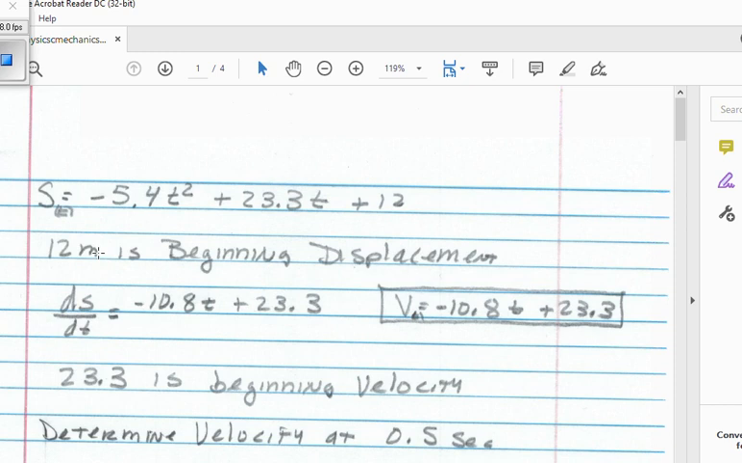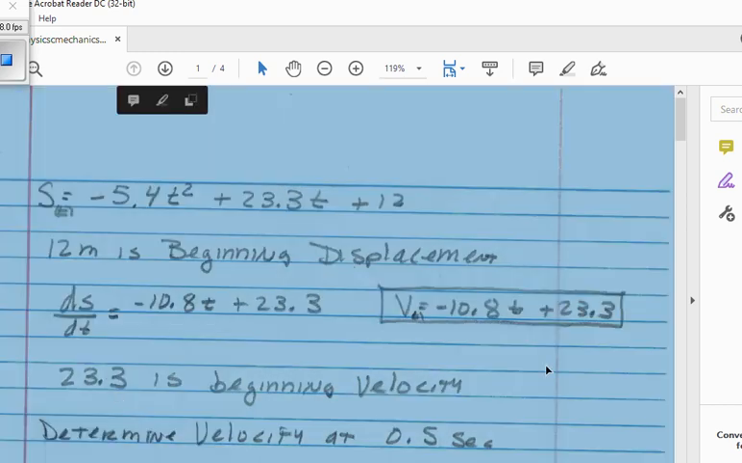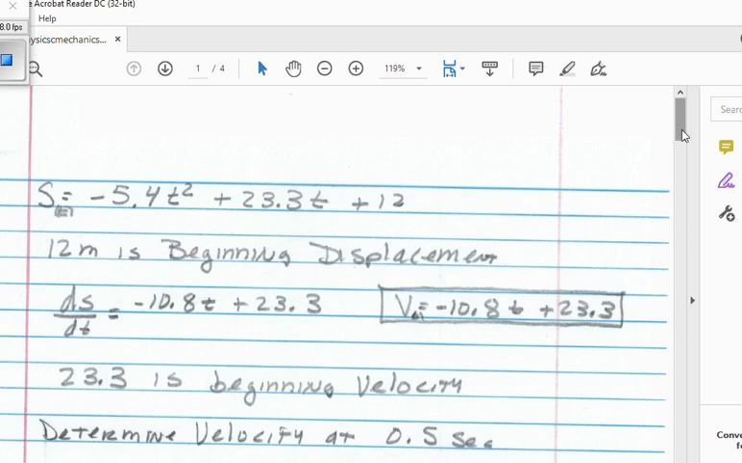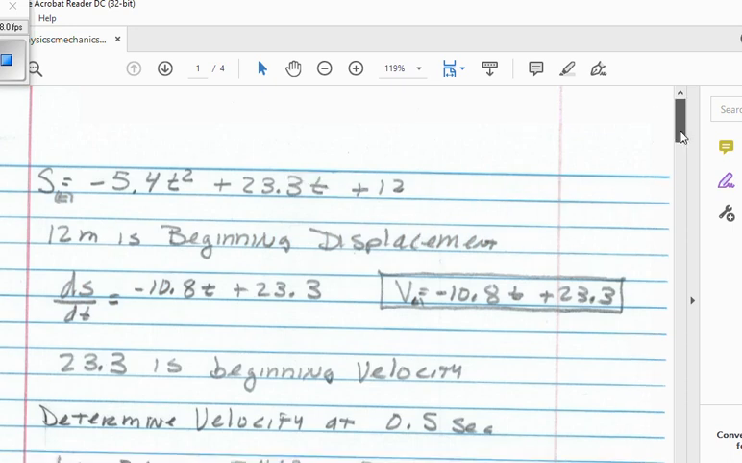Now we want to take the first derivative of this equation, so we're taking the derivative of displacement with respect to t, and of course we're using the power rule, so that gives us negative 10.8 t plus 23.3. Now our equation is a v sub t, so again we're based on time, so this is velocity sub time, equals negative 10.8 t plus 23.3. And if we put 0 in for time, we have a beginning velocity of 23.3. And of course, that would be meters per second.